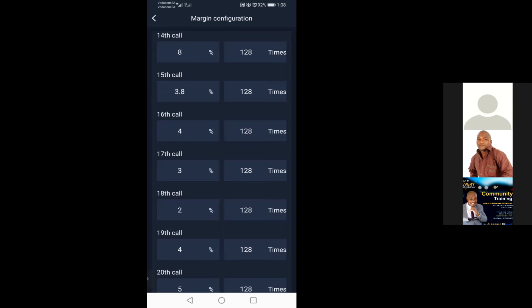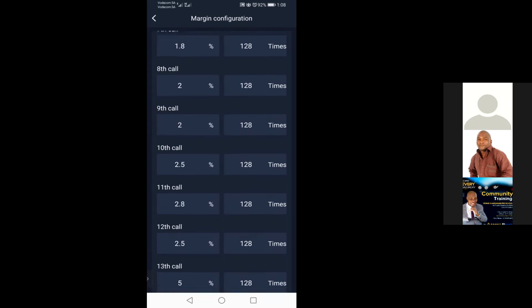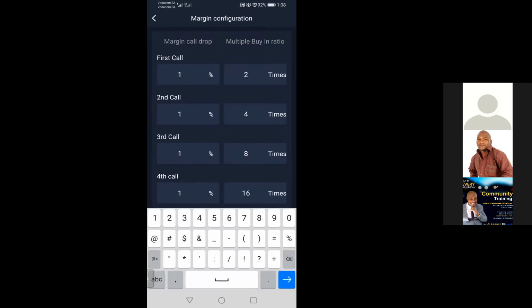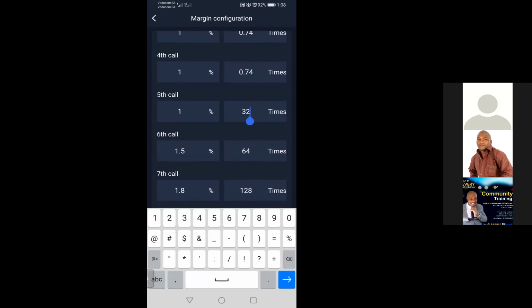On the multiple buy-in ratios, you now have to put 0.74 from A to Z. Yes, we're almost done. I'm just putting this for those who will be watching this for tutorial purposes, so that they understand what we are doing. Even yourself, you might want to watch it, to get a better understanding.